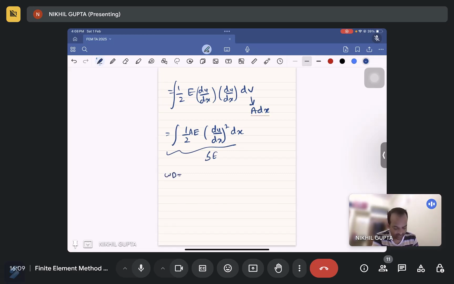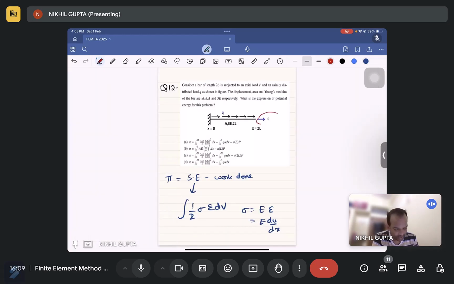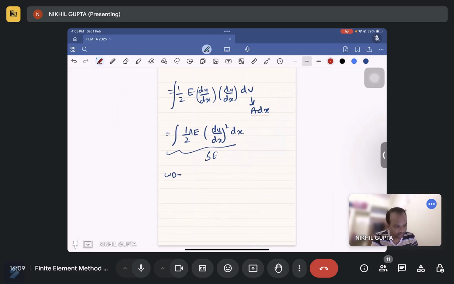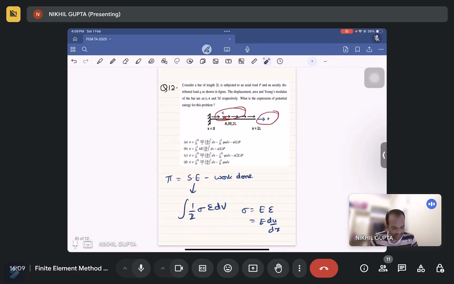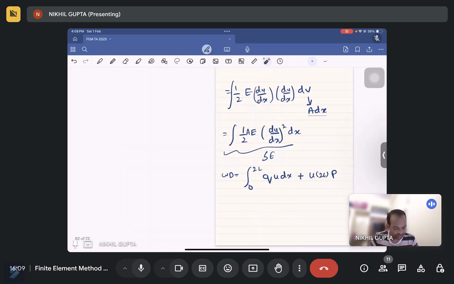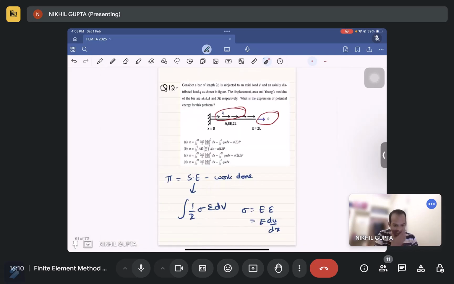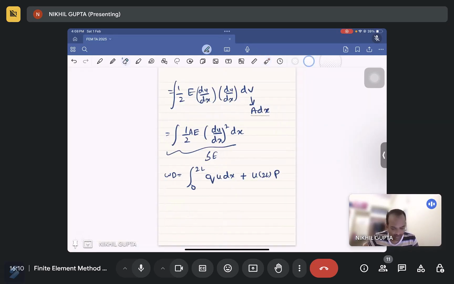Now let's calculate the work done. Work done will be the contribution from this P and this Q. Work done is force into displacement. So work done by Q will be integral 0 to 2L Q into U dx plus U at 2L into P. This is load into displacement over 0 to 2L, since the load is acting on the whole length. How is U into P coming? Force and displacement of this point, U at 2L into P. So don't confuse this 2L, it is the end point, U at 2L. So load into displacement gives the work done in this case.